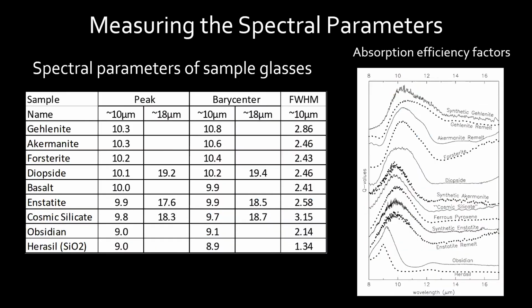Then the next step is to compare two spectral parameters of sample glasses. And if we compare the measurements with those here, we see that it is similar to cosmic silicate. The graph on the right shows calculated Q values or absorption efficiency factors for samples. These Q value spectra are stacked to demonstrate the shift in wavelength of the peak near 10 microns with composition.